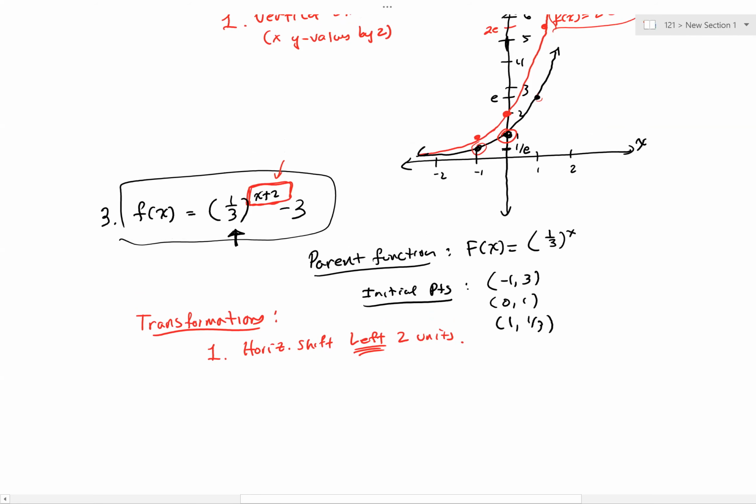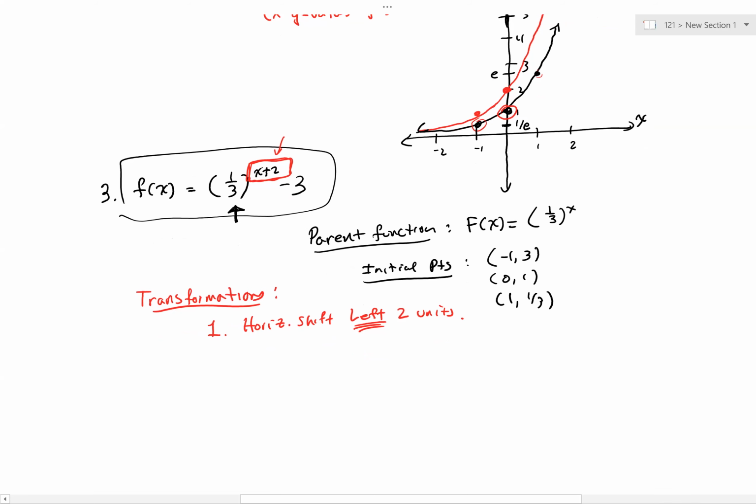Is there anything else happening to x? Well, nope. There's no number in front of x multiplying x. There's no minus sign in front of x. That means that is the only horizontal transformation.